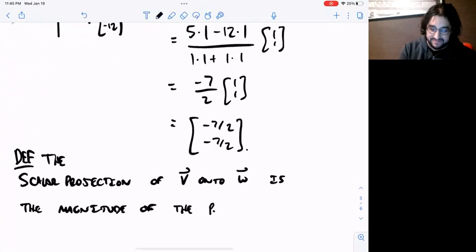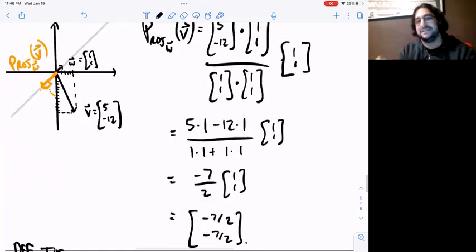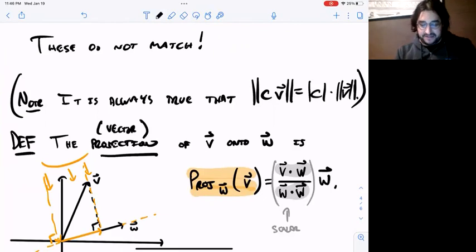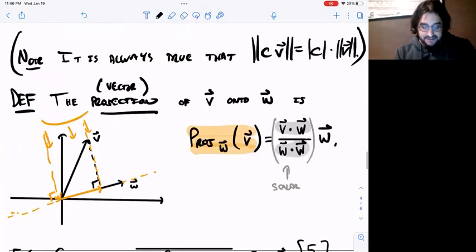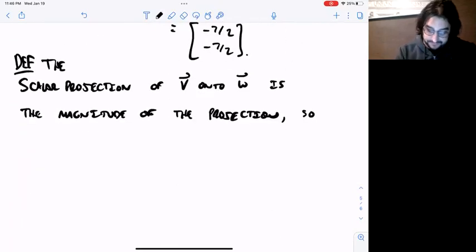So if you want, up here where we defined it, I just wrote projection, but you could call this the vector projection, right? So there's the vector projection and the scalar projection. I defined it as a vector, right? But down here, you could say the scalar projection is the magnitude of the projection.